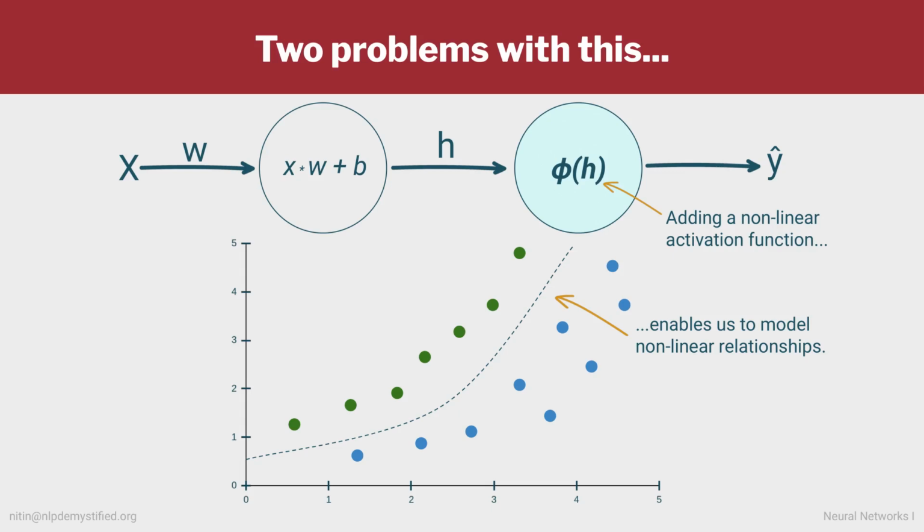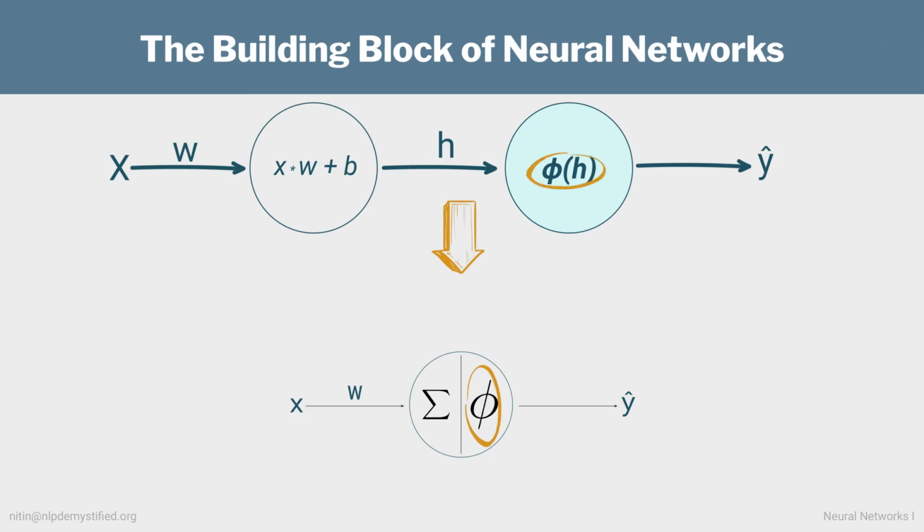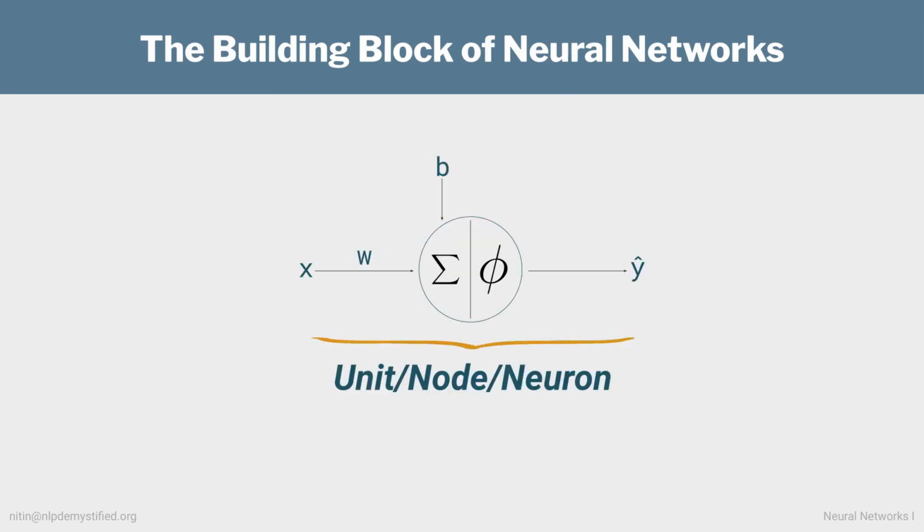Okay, so we've taken our original function and added a bias and an additional nonlinear activation function to help us model more complex relationships. This is what we have right now. Let's clean up the representation a bit. We'll symbolize x times w with this sigma symbol here, the activation function with phi, and finally include the bias as a separate input. What we now have is the fundamental building block of neural networks.